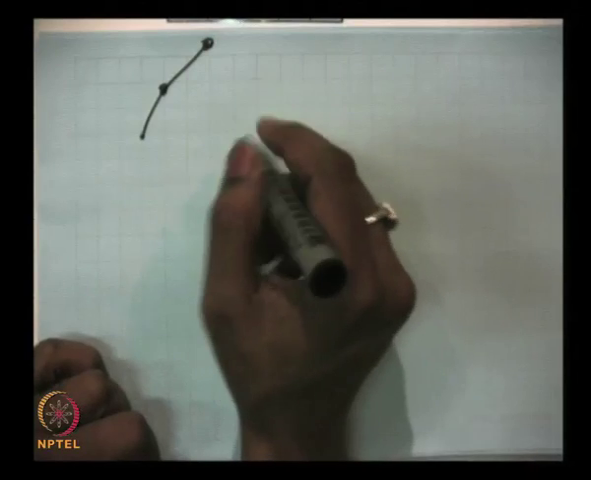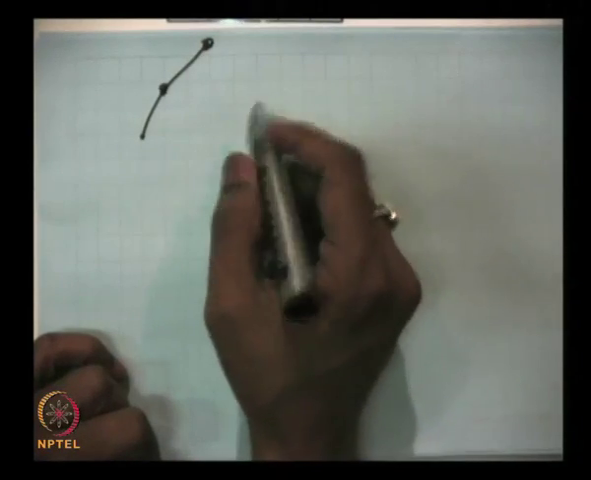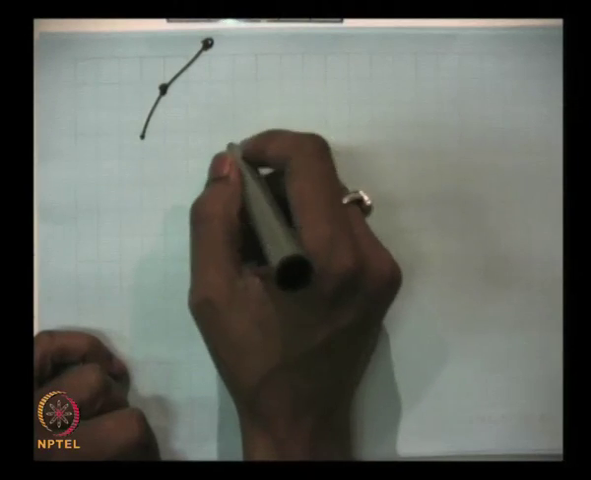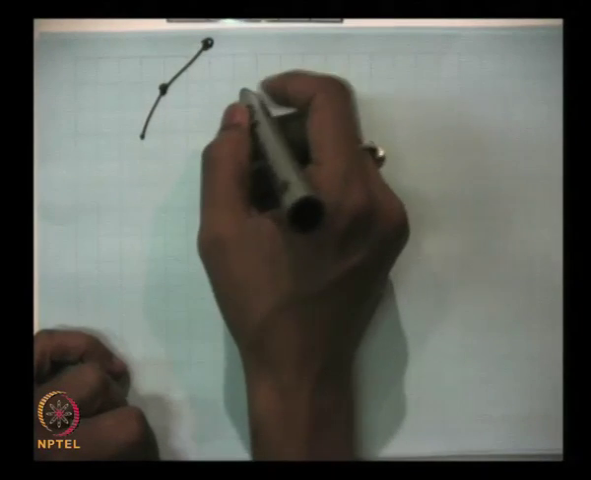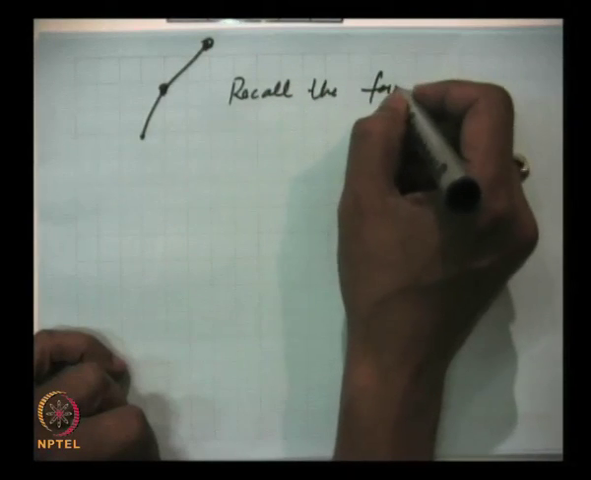So let me give you a computationally more meaningful way of doing it. For that, just recall the formula for the area of a triangle.